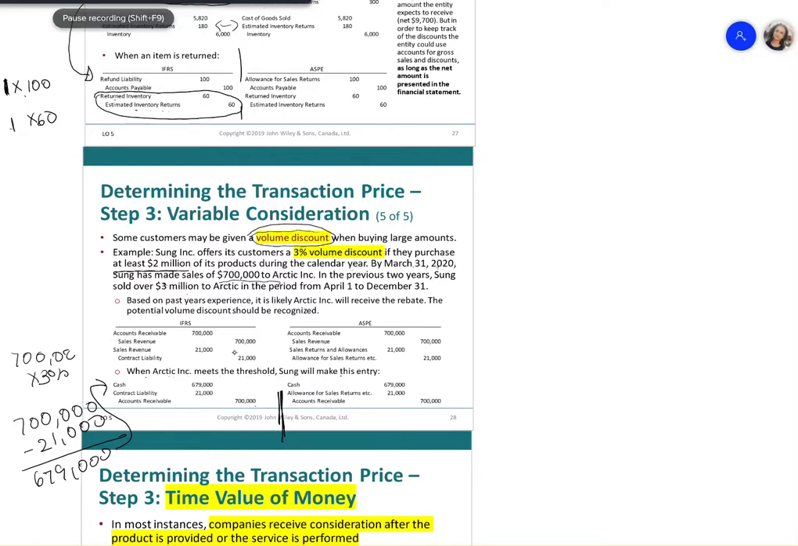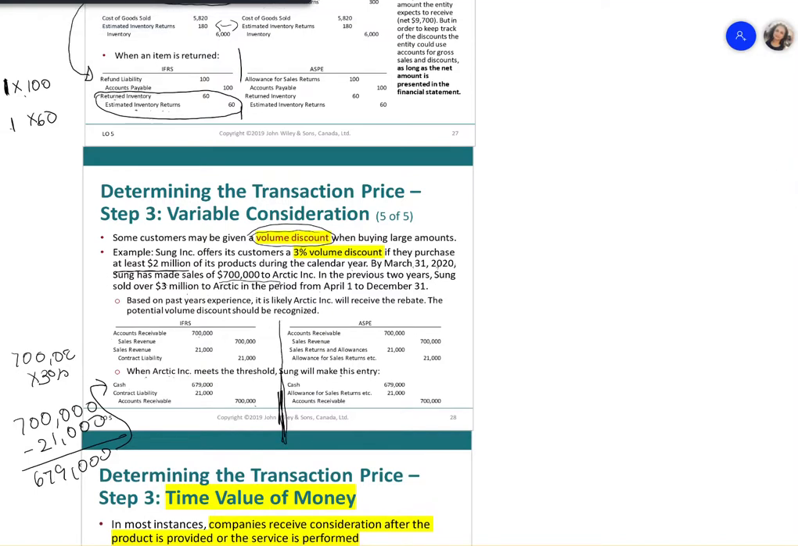But the accounts receivable they owed us was 700,000. We set up a liability, and our liability will be reversed now. The liability was a credit. Now we are going to be debiting that liability.